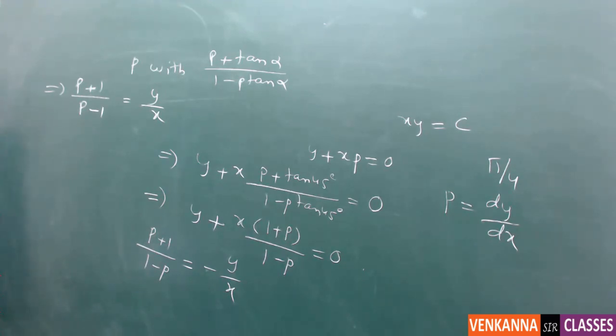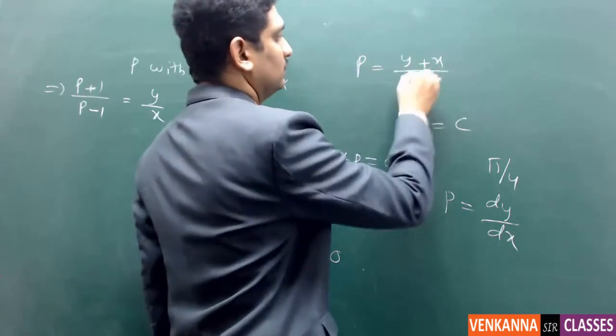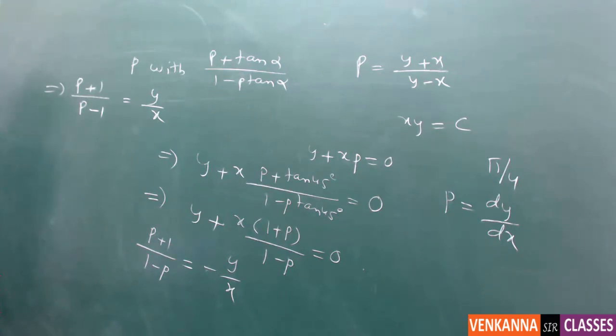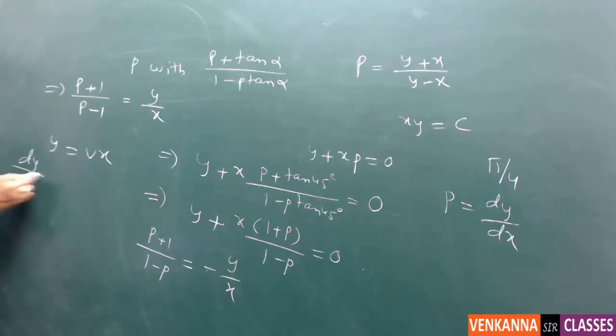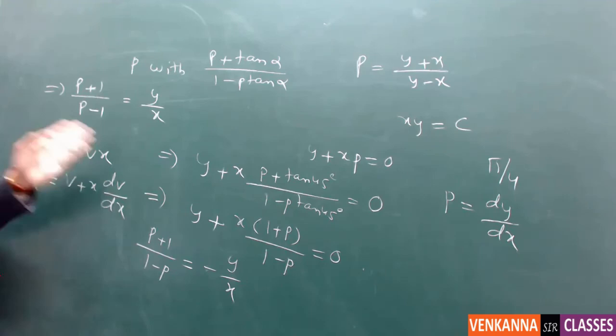Yeah, we can calculate P too. If you calculate P, I say that P will come as, please check the value of P: y plus x by y minus x. Earlier I gave the homogeneous method by taking y is equal to Vx and dy by dx is equal to P plus x into dy by dx. Using this technique, we are going to solve the problem.